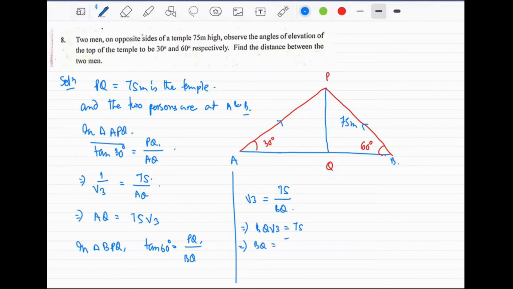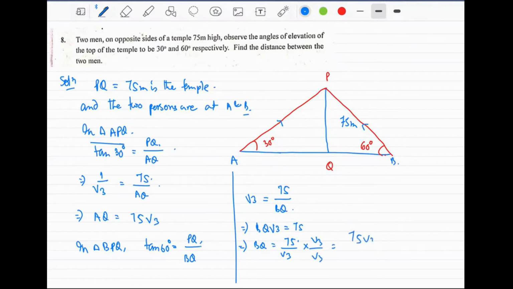Instead of BQ, we will have 75 by root 3. We can do a small rationalization. Rationalization means we don't want the number with the square root, the one having square root right here, in the denominator. So what we can do is multiply with root 3 above, root 3 below.